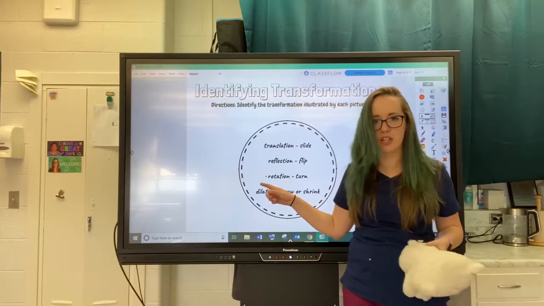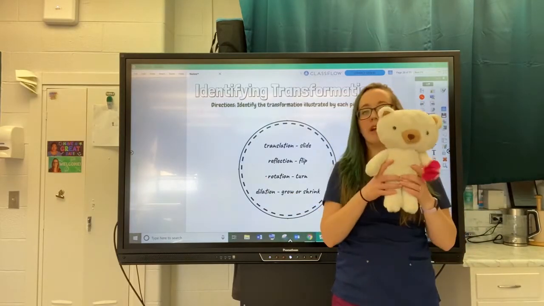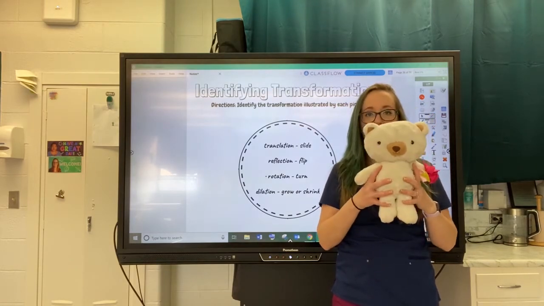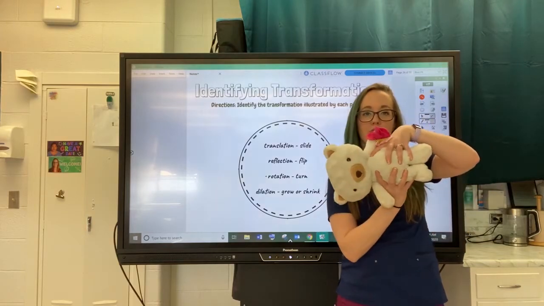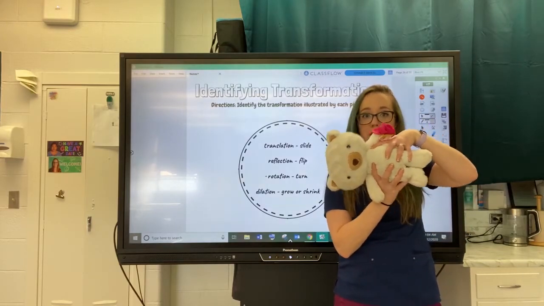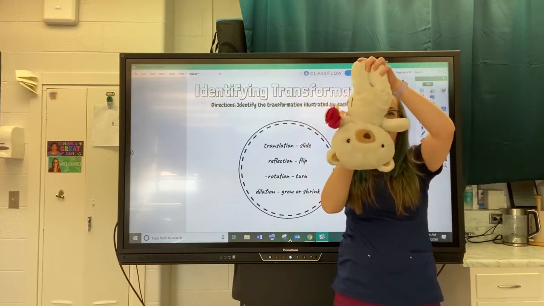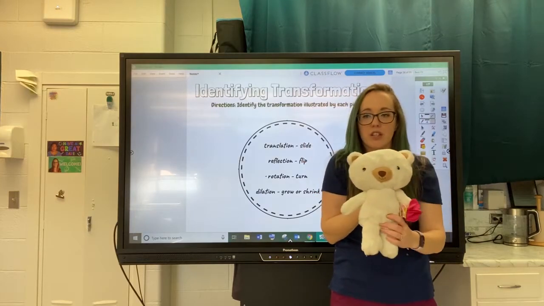A rotation is when something turns, okay? So my bear is not changing size. It's not changing shape. It's not getting bigger or smaller. It's just turning. And it can turn a little bit, or it can turn a whole lot all the way around. That's a rotation.